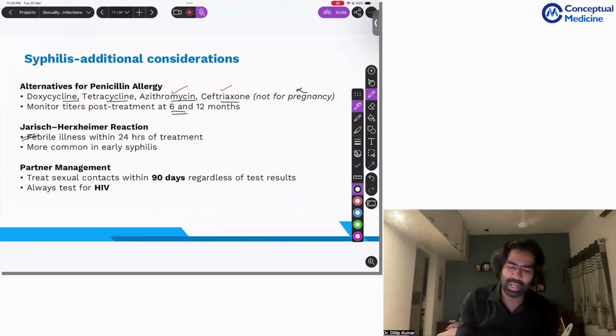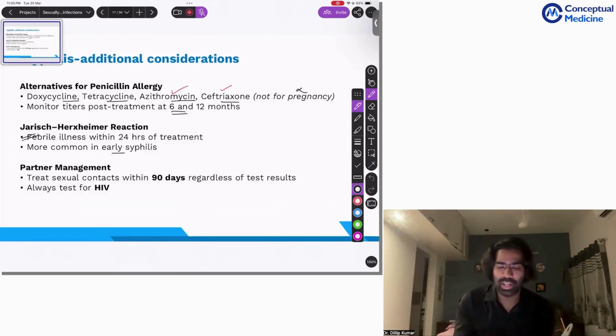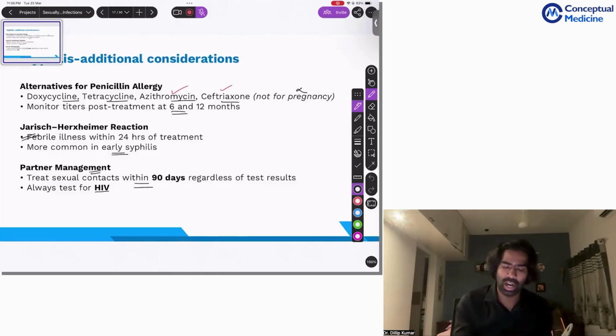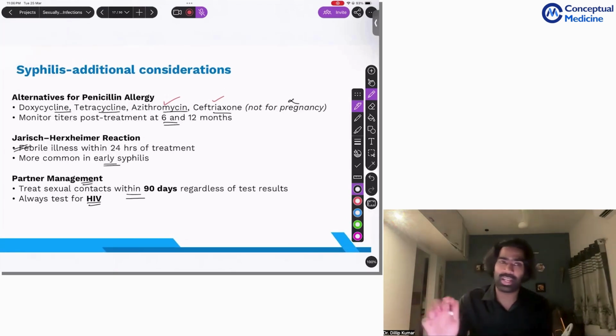And the Jarisch-Herxheimer reaction is a febrile illness that can occur within 24 hours of treatment. And it's very common in patients with early syphilis. So in patients who are having early syphilis, you have to be wary of this Jarisch-Herxheimer reaction. And what's going to be the most important? Partner management. You have to treat sexual contacts within 90 days regardless of the test results. And one has to always test for HIV status as well.